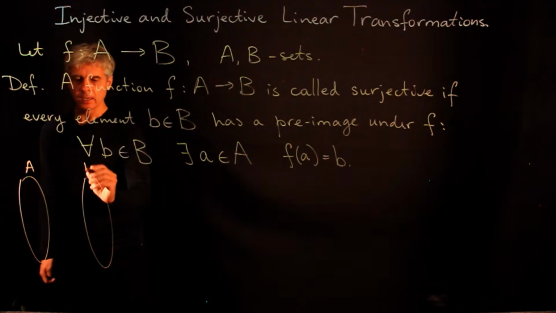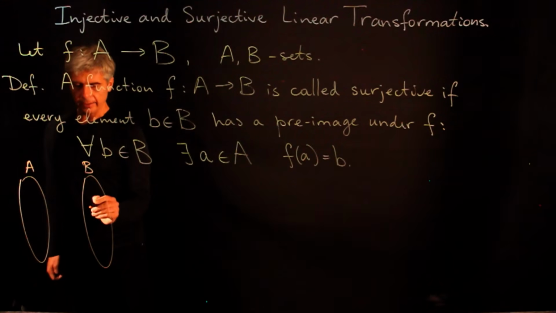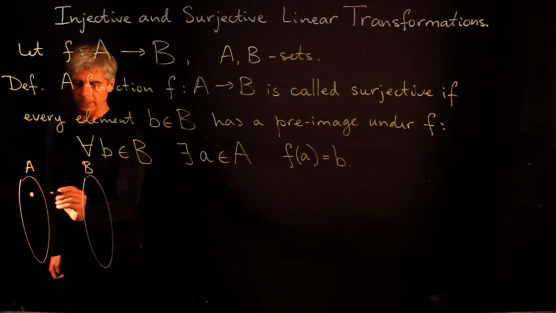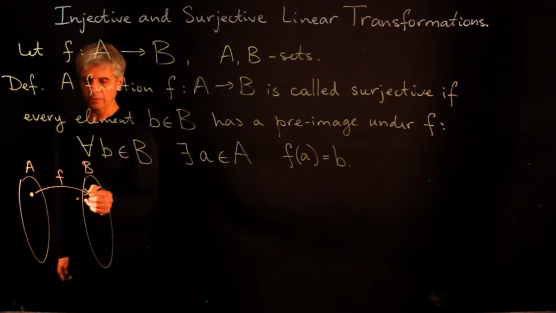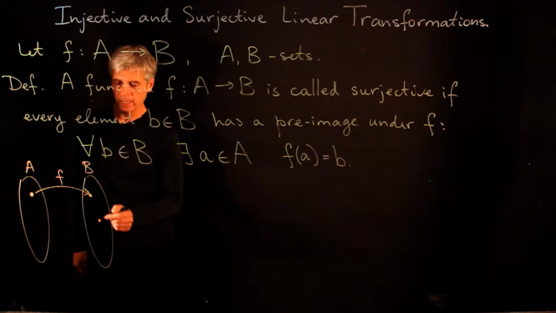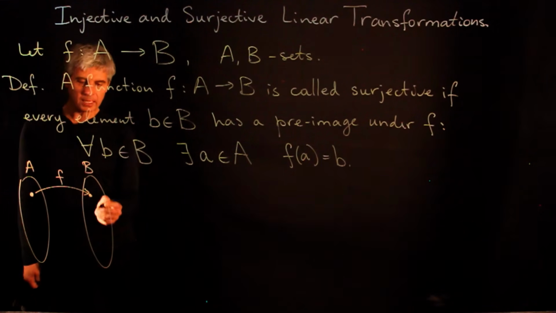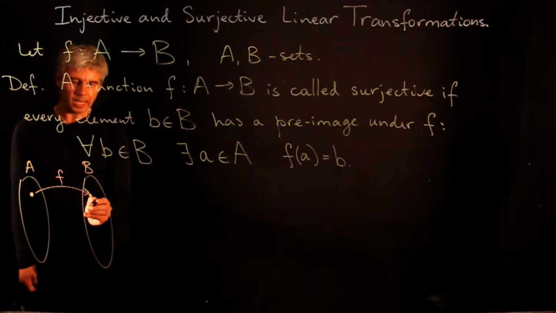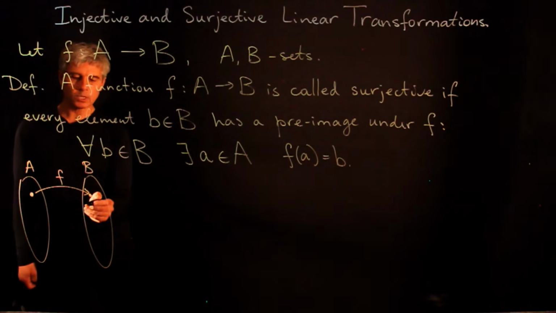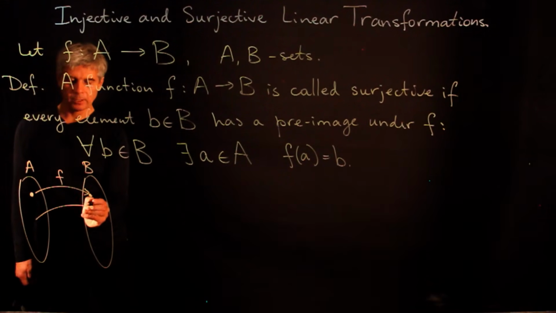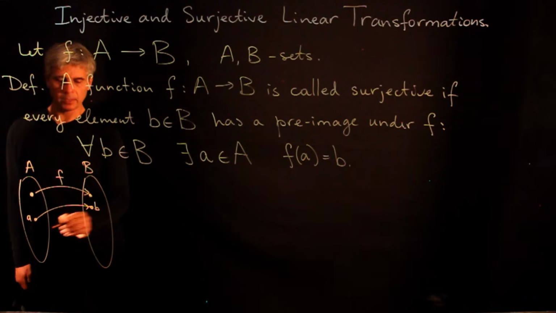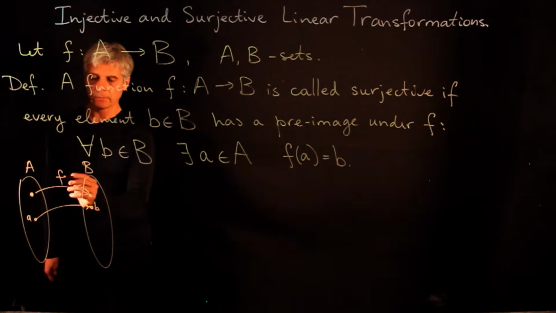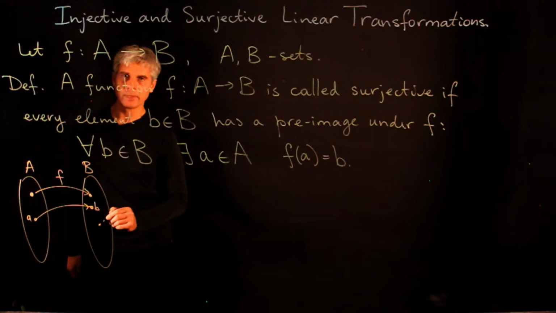So here we have a set A and a set B, and we have some function that sends elements of A to the elements of B. And so surjectivity means that for every element of the set B, there is an arrow that goes to this element from set A. So we always have a preimage for element B. There will be some element A that is being sent by f to the given element B.